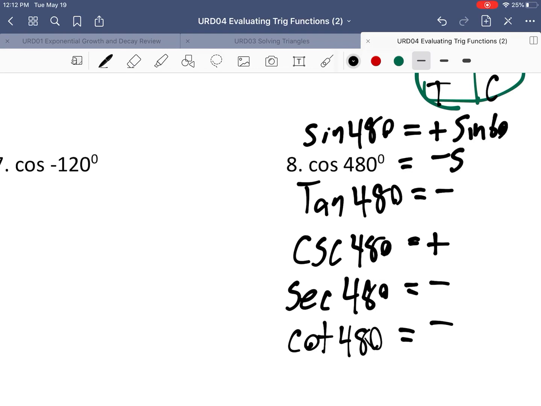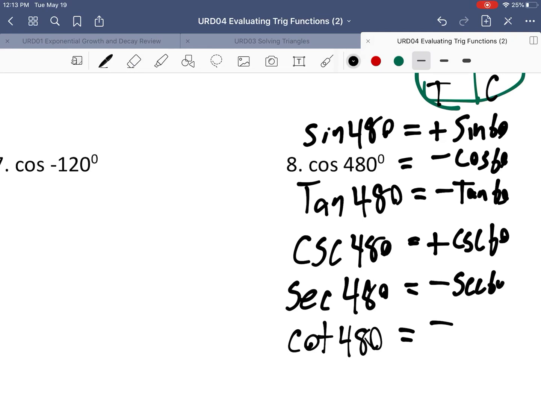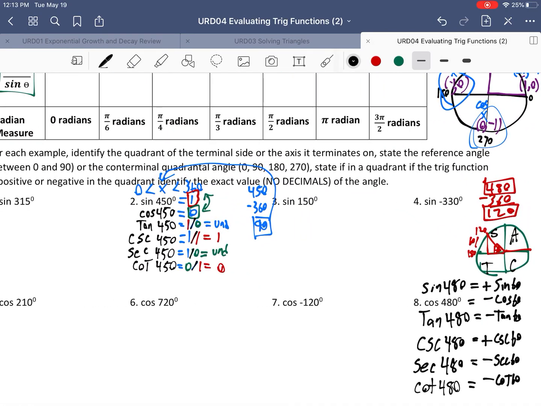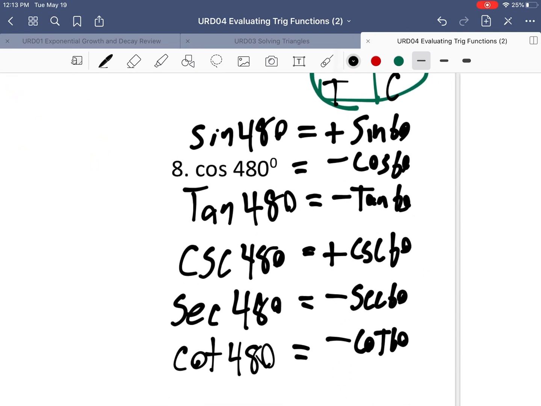And then we're going to rewrite this as the sine of the reference angle, which is 60. So this is going to be cosine of 60. This is going to be tangent of 60. This is going to be cosecant of 60. This is going to be secant of 60. And this is going to be cotangent of 60. Now, we have most of those values on our table.